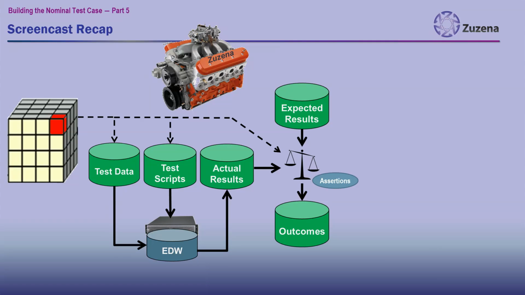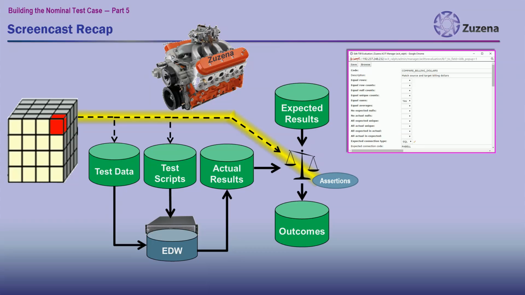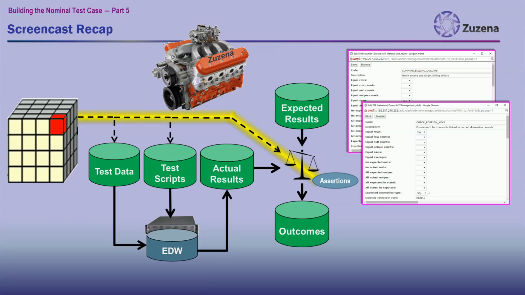This 5th video about building a nominal test case focused upon adding evaluations to the test case container. First, we discussed the difference between using analytical test assertions versus comparing actual ETL outcomes to a set of expected results. We then used Zuzena's graphical user interface to open the test case container and examine an analytical assertion that compared the total billings found in input datasets to the values loaded by the ETL into the target table of the data warehouse.